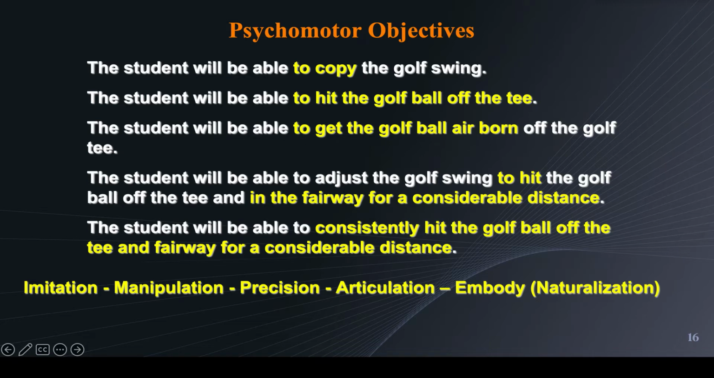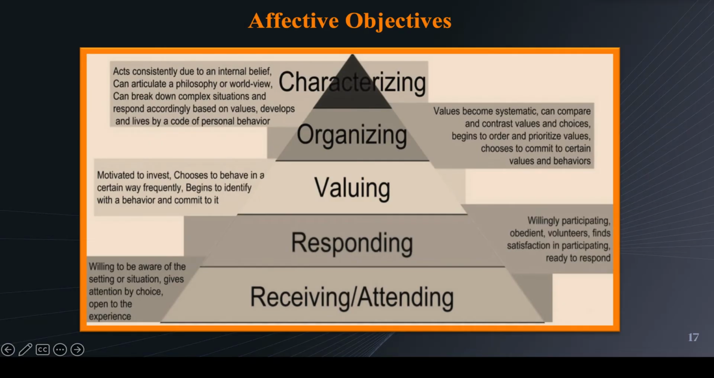And then when you actually naturalize it, the student will be able to consistently hit the golf ball off the tee and in the fairway for a considerable distance. So you have different levels of psychomotor types of objectives. And the same thing applies to the affective objectives. That is, what you want a child to believe at the end of the lesson. And you move from simply listening to receiving to making it part of that person's character.